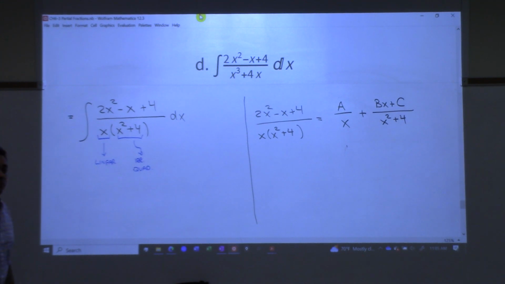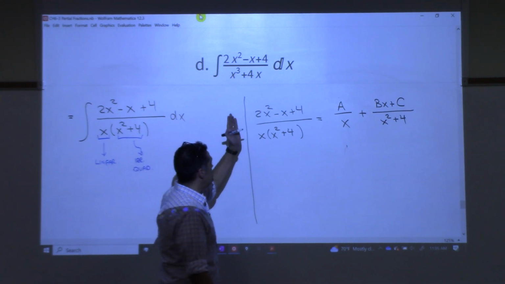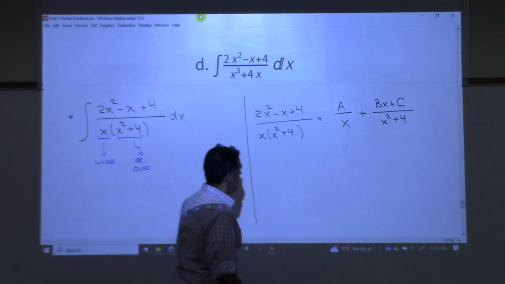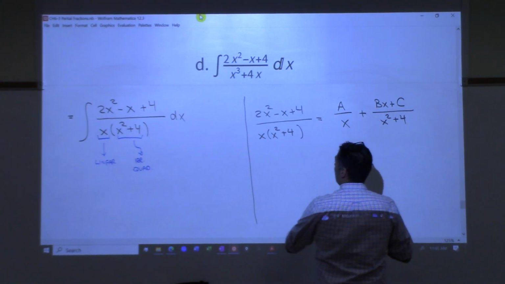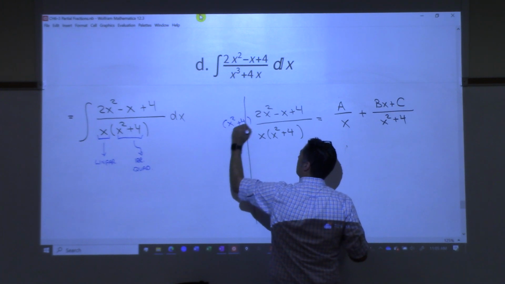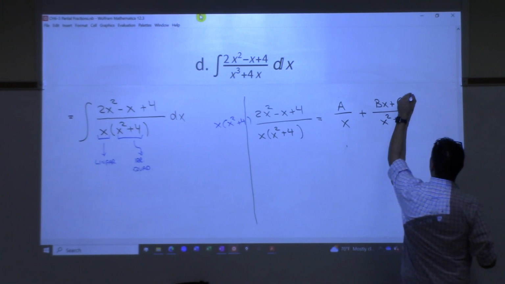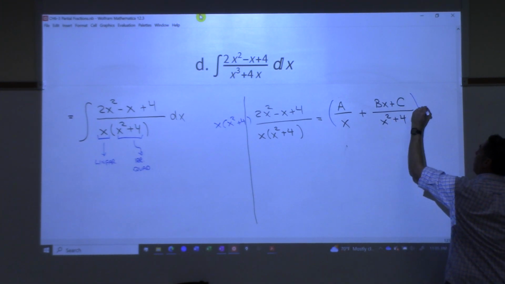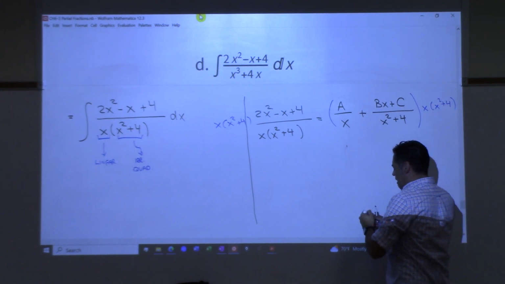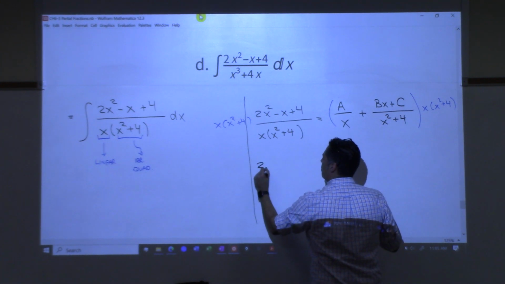All right, now we go ahead and proceed with the method. I'm going to clear fractions first by multiplying both sides of this by x times x squared plus 4. So I multiply this side times x squared plus 4, and I multiply everything over here by x times x squared plus 4. On the left side, everything goes away except the numerator.